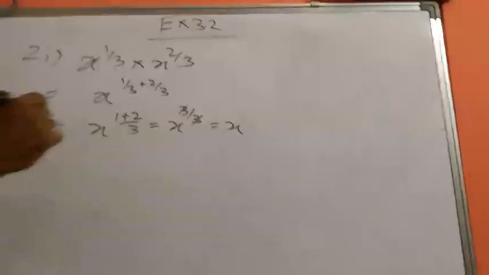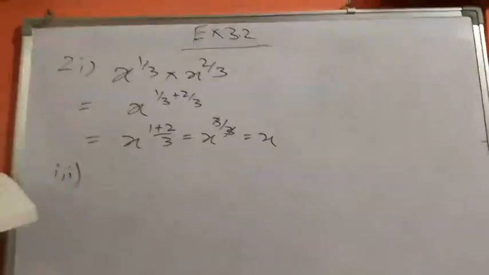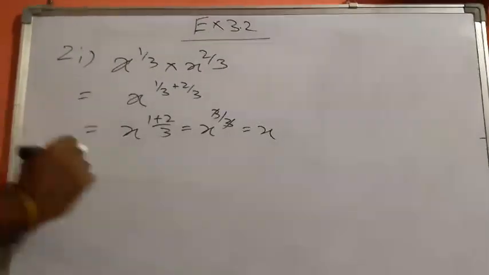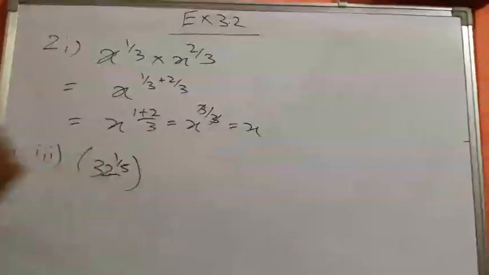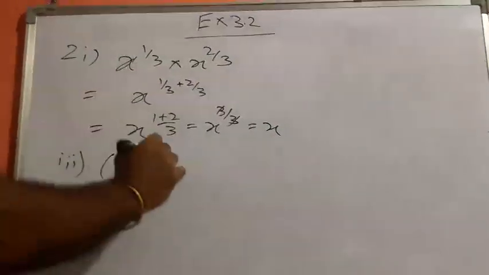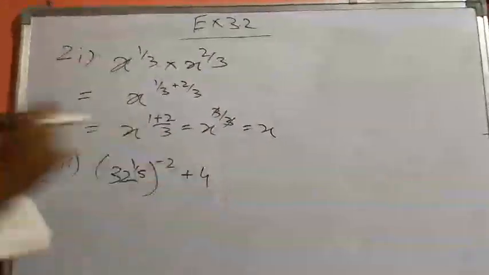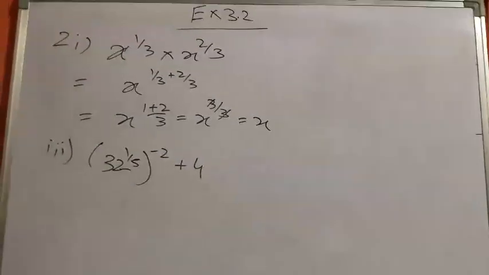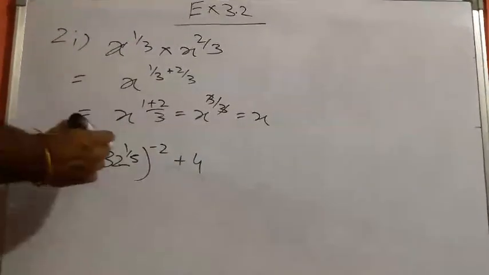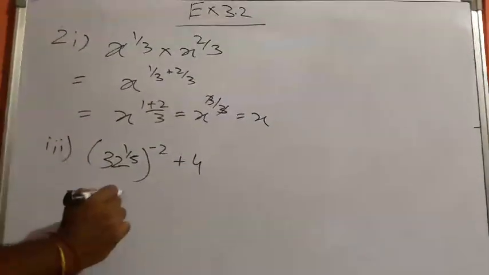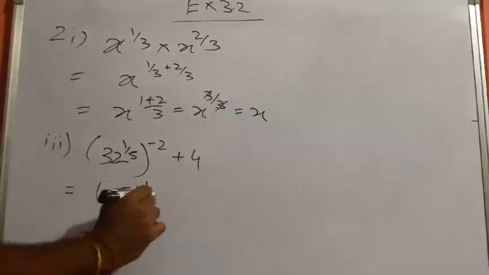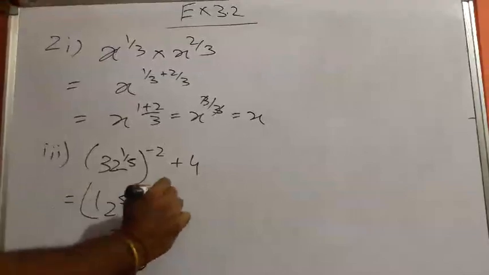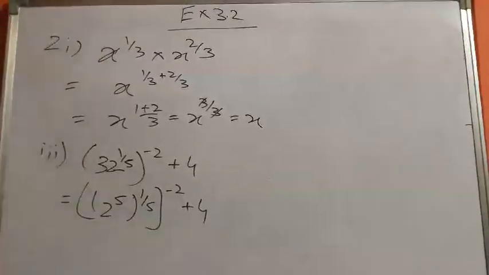Now let us see the third question. The question is 32 to the power 1 by 5, whole to the power minus 2, plus 4. In this question, first we solve inside the bracket. 32 can be written as 2 to the power 5, to the power 1 by 5, and then we keep the minus 2 power plus 4.